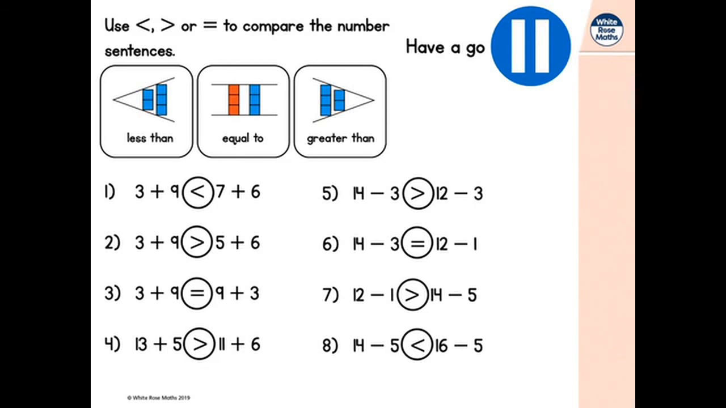Number 5. 14 subtract 3 is greater than 12 subtract 3. Number 6. 14 subtract 3 is equal to 12 subtract 1. Number 7. 12 subtract 1 is greater than 14 subtract 5. And finally, number 8. 14 subtract 5 is less than 16 subtract 5. That was a lot of work.